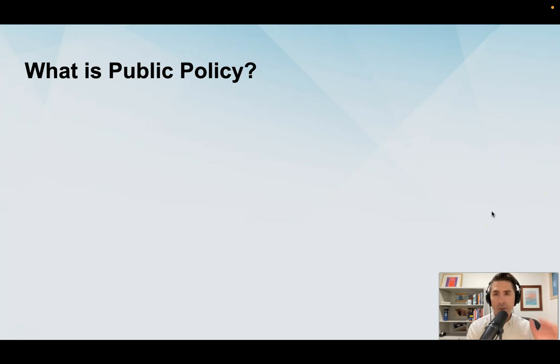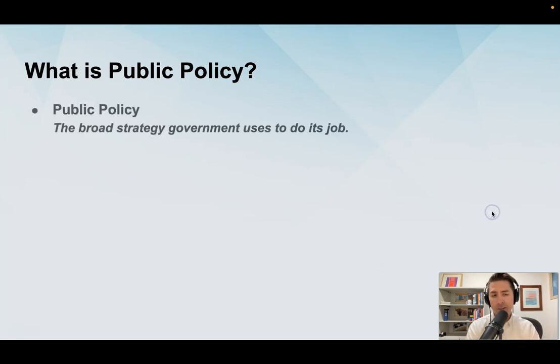Let's do this first. Let's talk about public policy in terms of the definition. Our textbook, I'm not going to lie, when you look at the definition in the textbook, it can be a little confusing to narrow down what public policy actually is. The best description our textbook gives is this: it's the broad strategy that government uses to do its job.